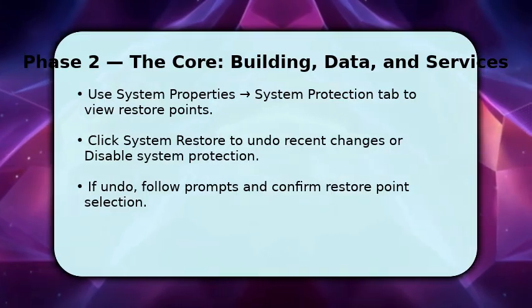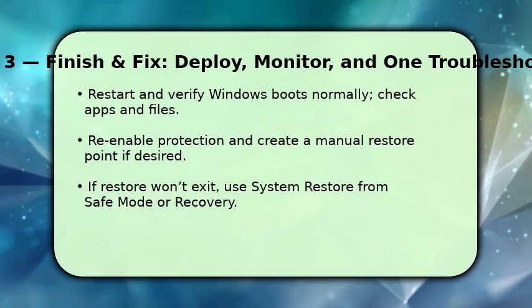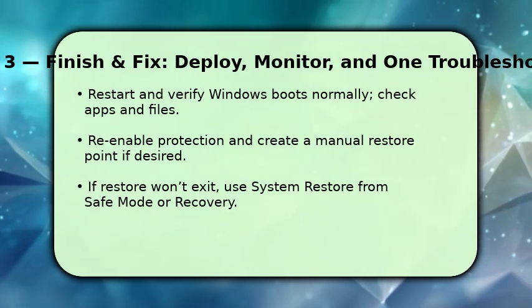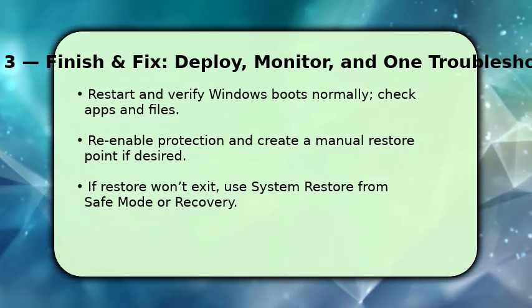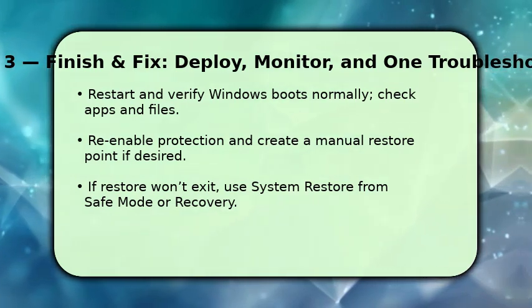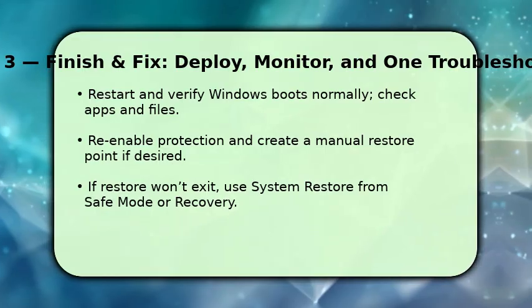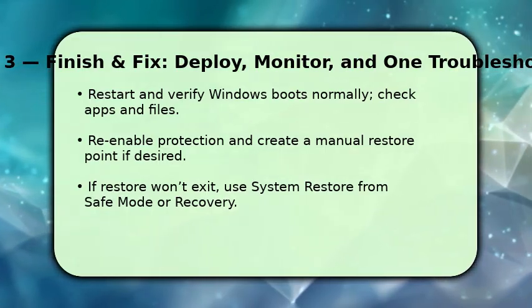You finish by restarting and verifying Windows starts normally. Check key apps and files to ensure settings are correct. Once satisfied, re-enable System Protection and create a manual restore point to capture this stable state.